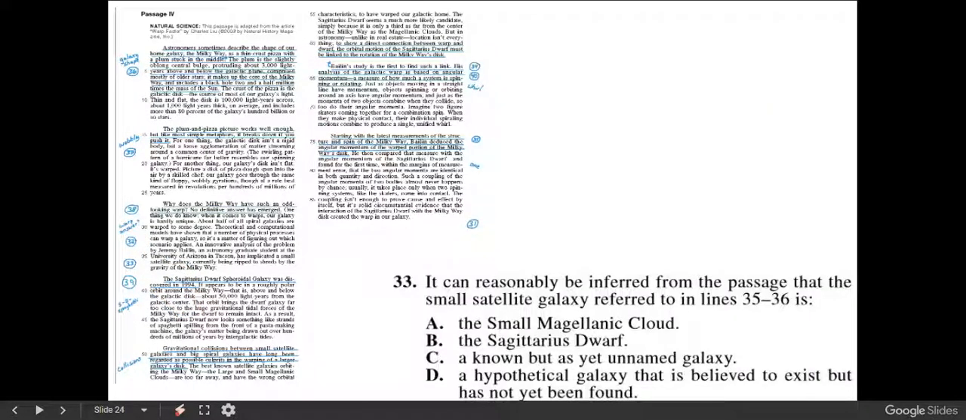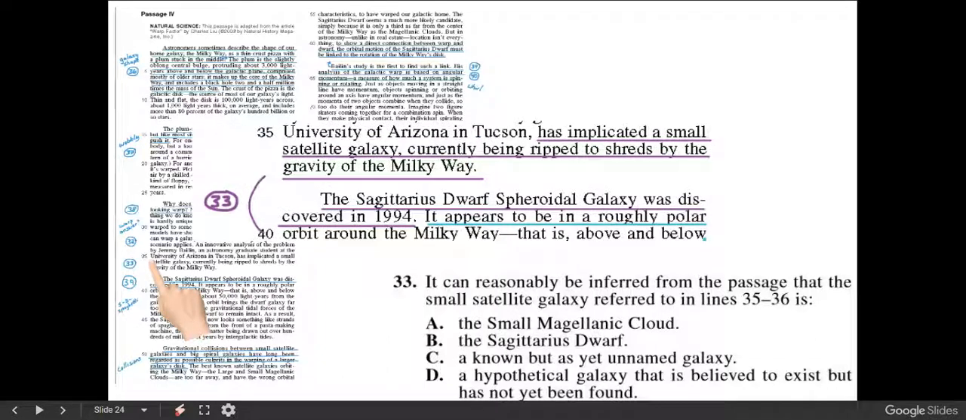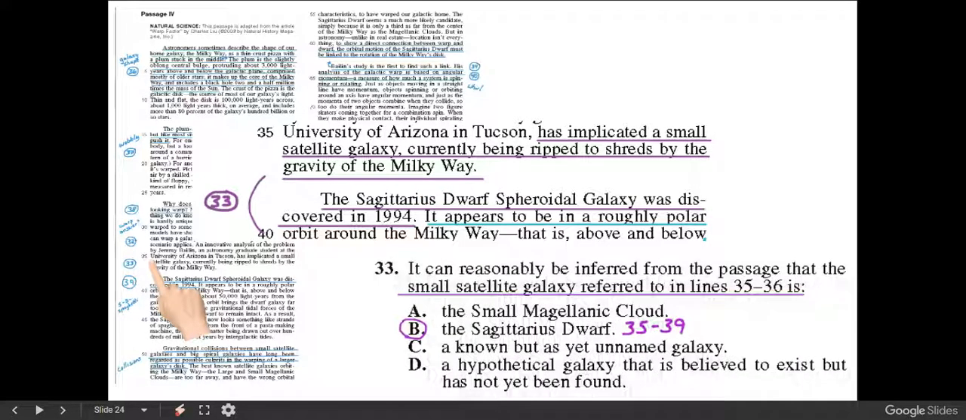33, it can be reasonably inferred from the passage that the small satellite galaxy referred to in lines 35 to 36, okay, these two are connected here, 35 to 36 here, small galaxy currently being ripped into shreds by the gravity of the Milky Way, the Sagittarius dwarf spheroid galaxy, so it refers to the Sagittarius dwarf.